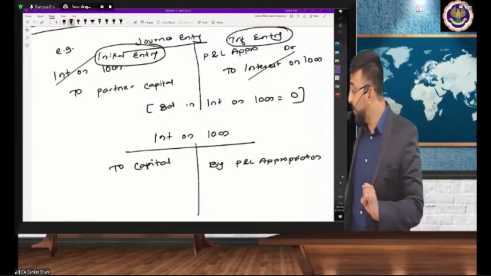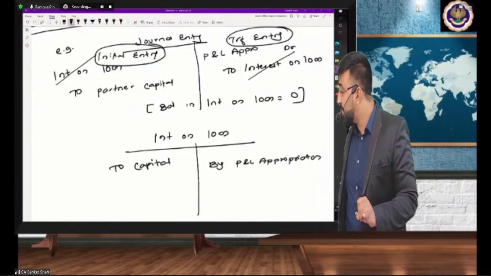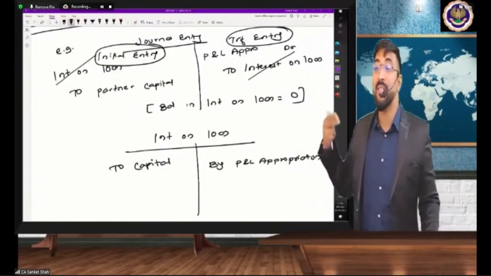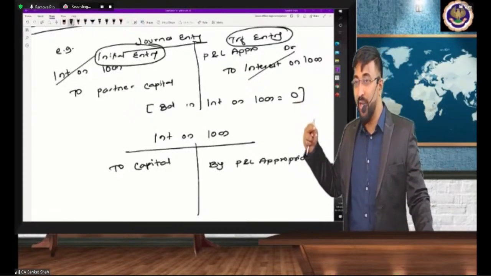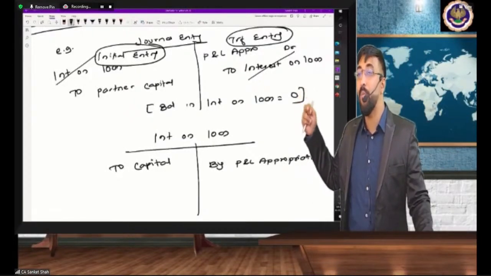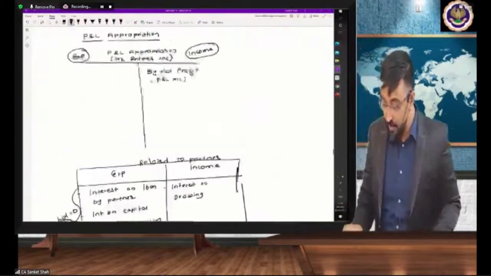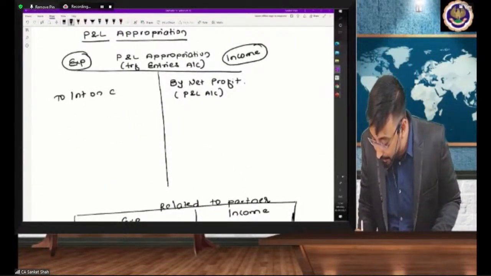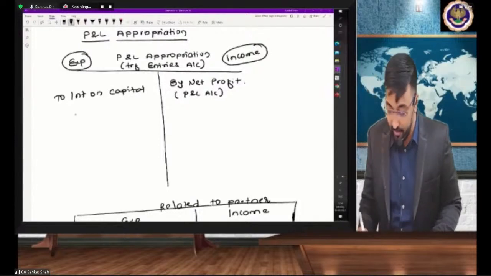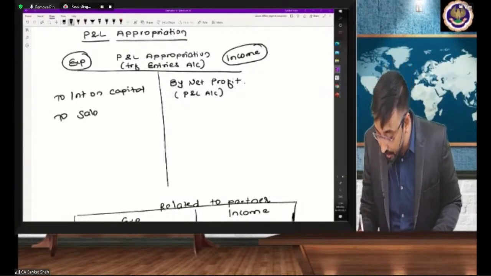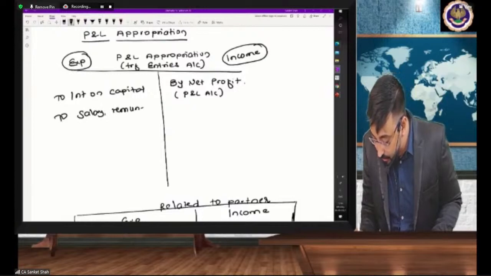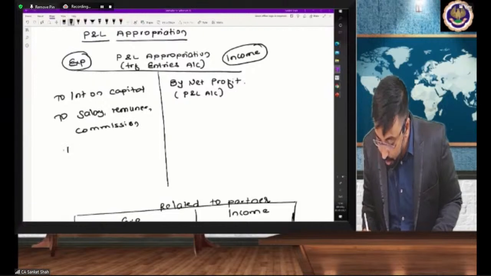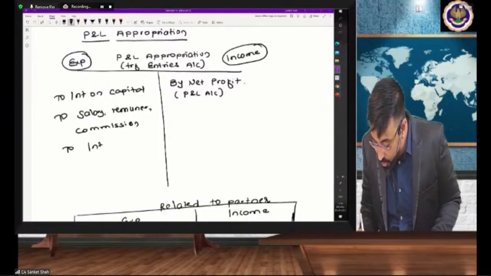Same logic for interest on capital and same logic for salary, commission, remuneration. And interest on drawing, reverse logic: capital to interest on drawing and interest on drawing to P&L appropriation. So your account will look like this. To interest on capital, this is the transfer entry. To salary, remuneration, commission, to interest on loan.